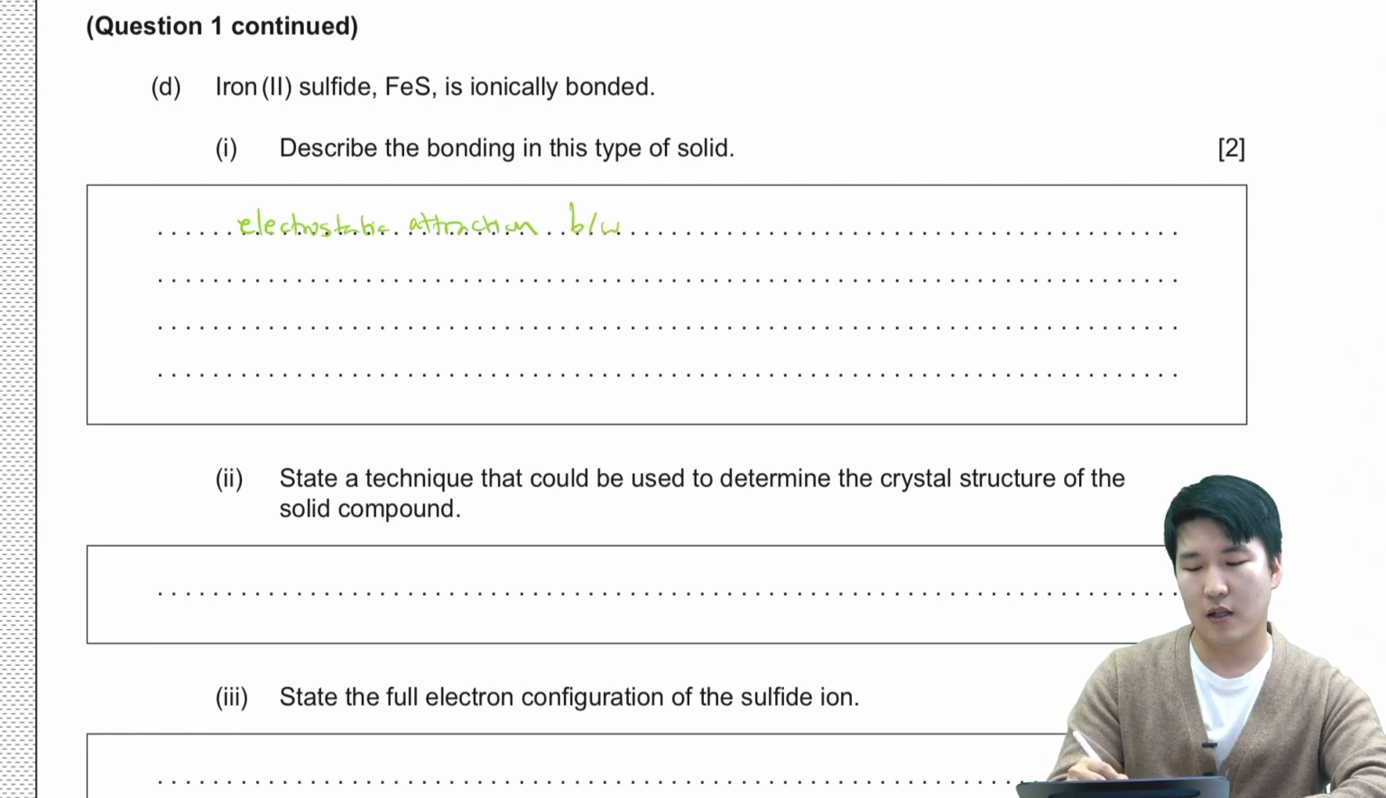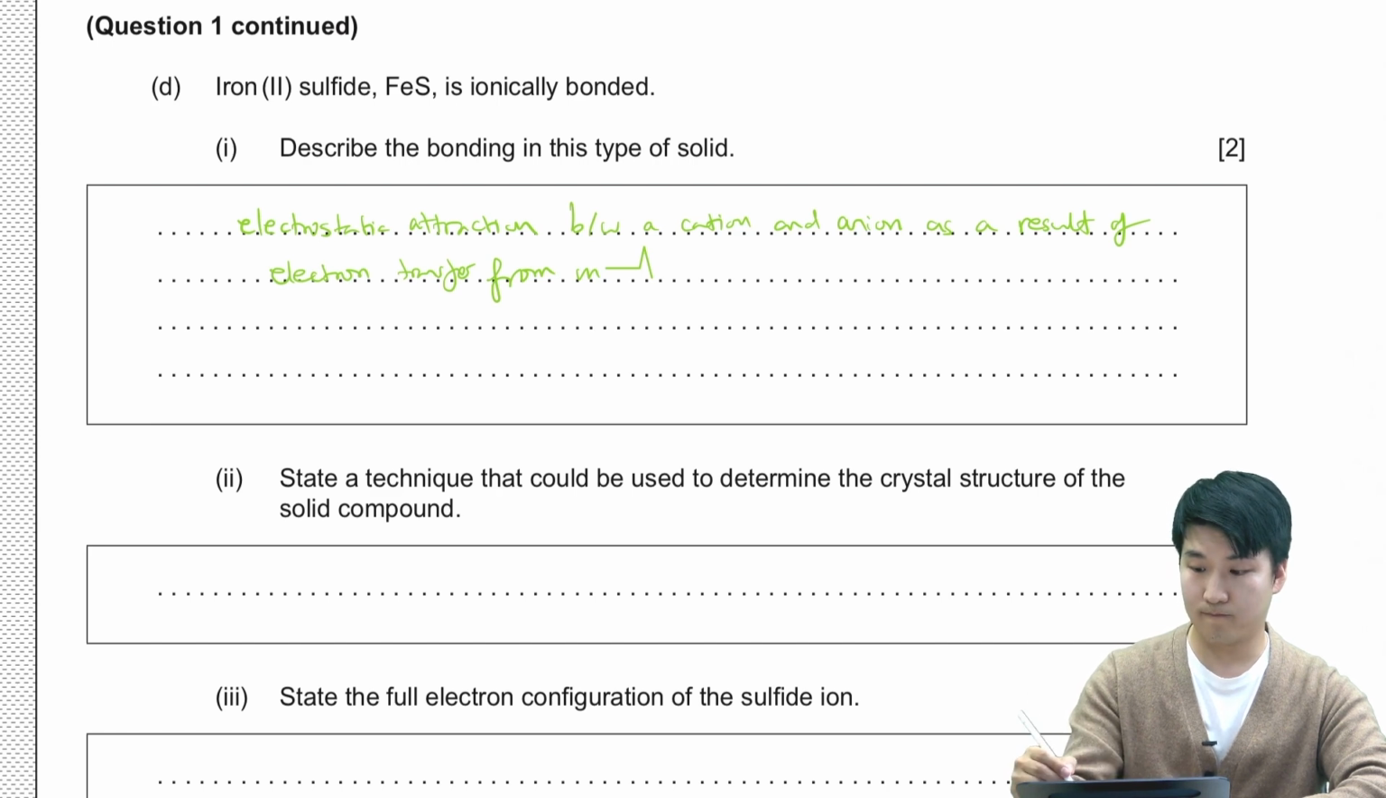Ionic bonding is between a cation and anion as a result of electron transfer from metal to non-metal.